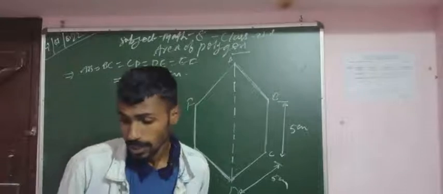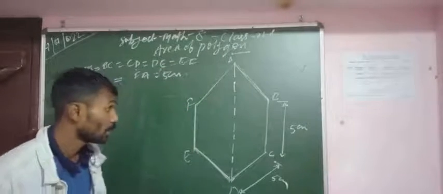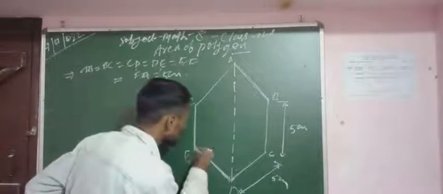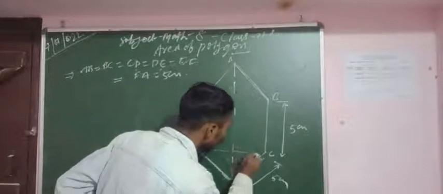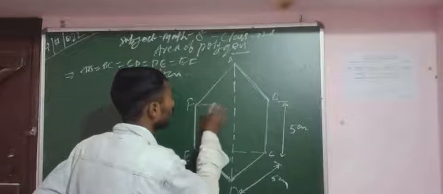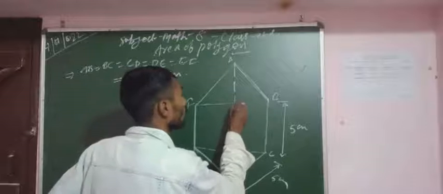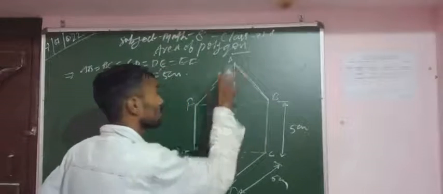And width 8 centimeter. Width of the polygon, that means what? This one. This is the width of the polygon, which is given 8 centimeter. You can also join this line. Okay, so obviously it's a height.